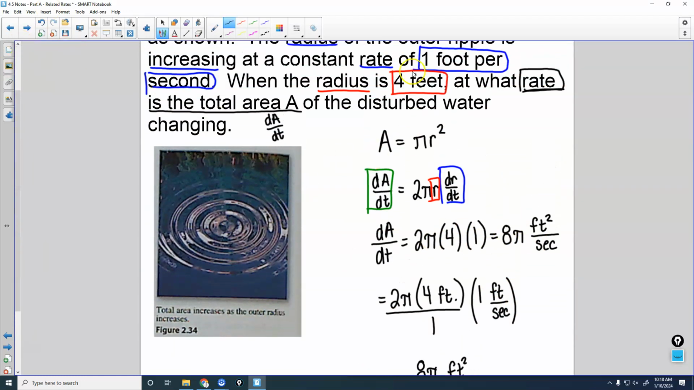Now, if we had looked at a different point in time, our area would be changing at a different rate, even though the radius is constant. Okay, questions?